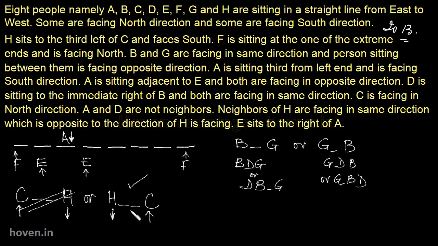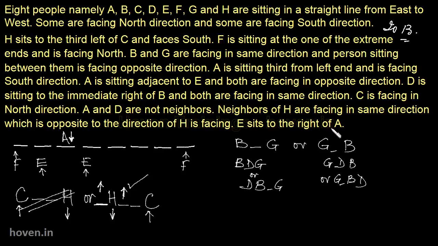Neighbors of H are facing in the same direction, which is opposite to the direction of H. So here now, I'll mark one underscore here, that is the space, and I'll also mark direction here. This is up and this is up. So it has two neighbors and both of them are facing upwards.